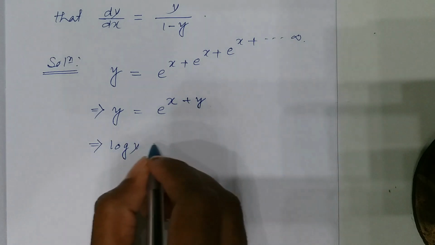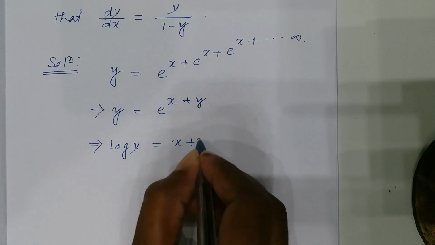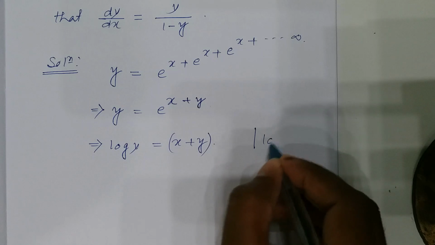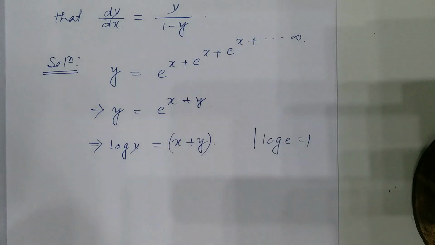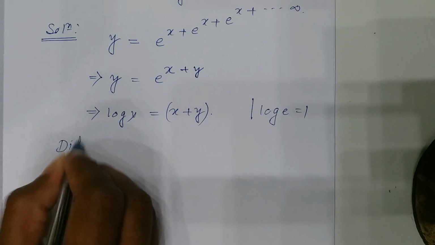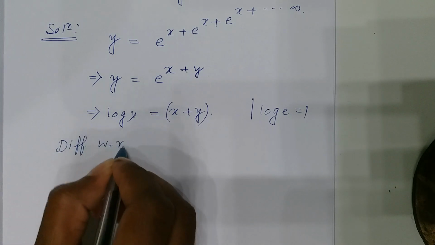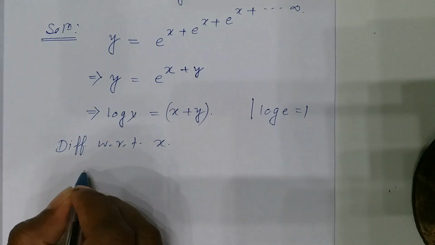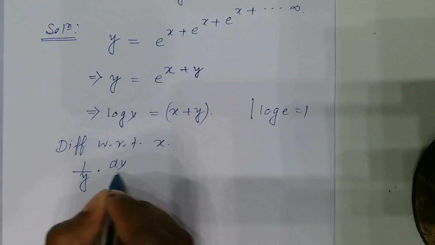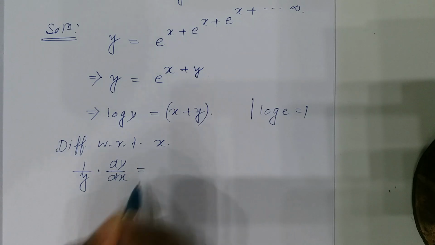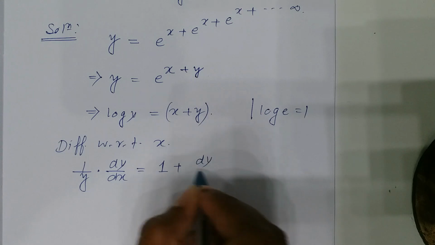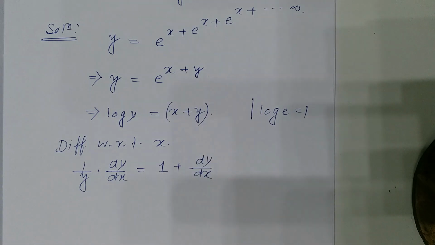So log of y will be equal to x plus y alone, because x plus y into log of e is equal to 1, you know that log of e is equal to 1. Then differentiating with respect to x, the left hand side is 1 by y into dy/dx, equal to, on the right hand side, 1 plus the derivative of y, which is dy/dx.